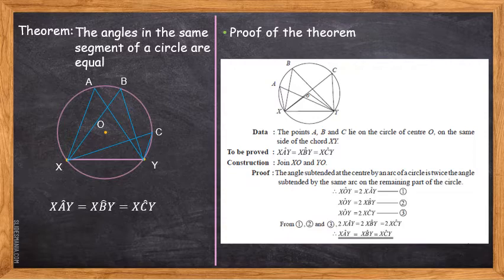Then using that we have written here, look at this, XOY angle is twice XAY.